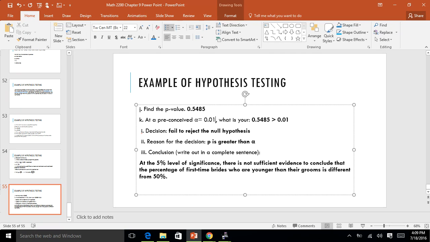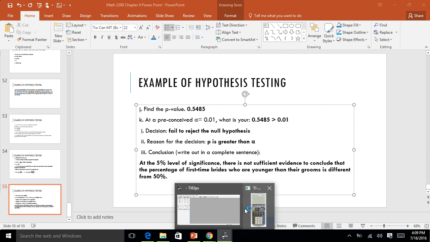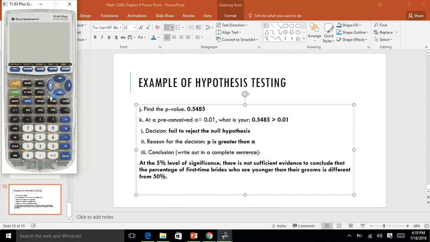Just a second. I'm going to change something. Okay, so here I go. I'm going to my calculator. Okay, so here I am. Remember I said p0 was 0.50. My x was 53, and my n was 100. And this was not a directional test. They just wanted to see if it was different. So I hit calculate and boom.